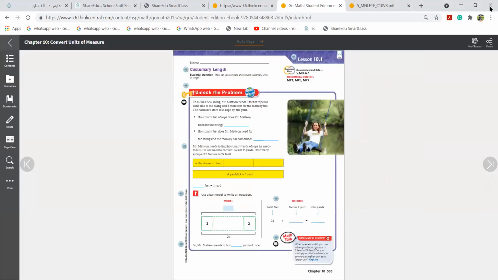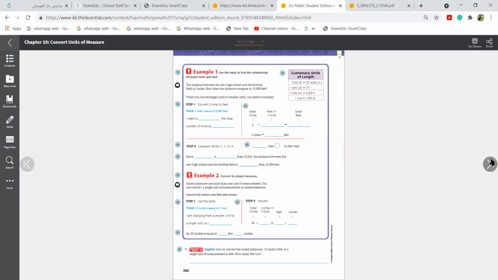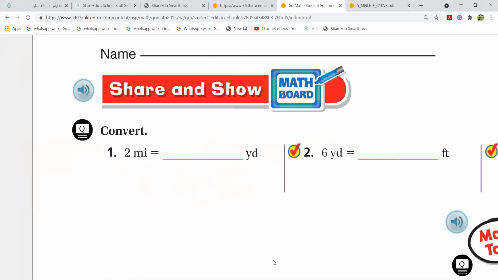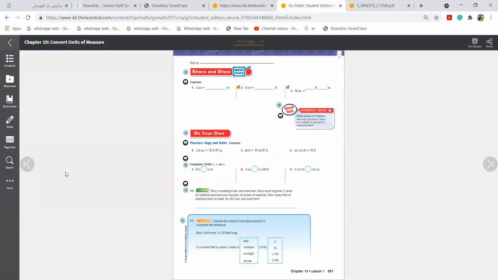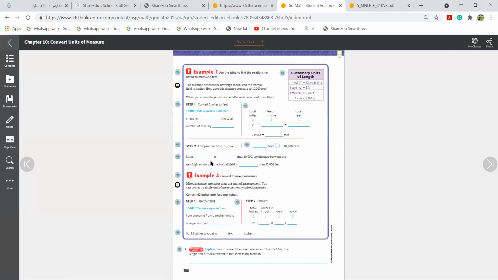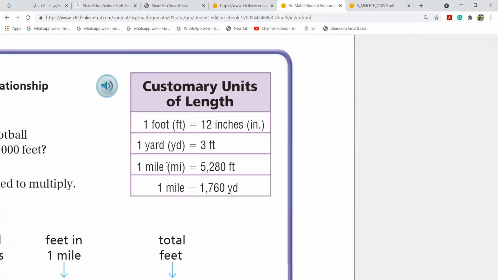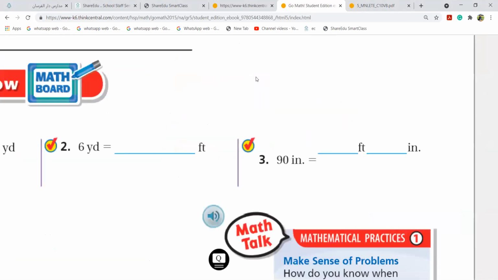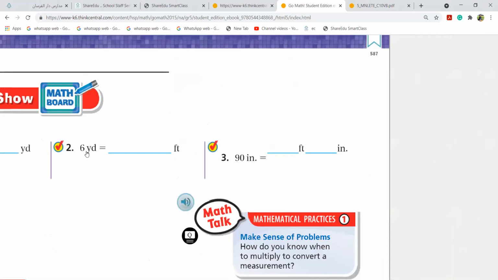Just come to this page. See the box up there. We're going to revise this box. I will give you the box there, or it will be written in the question. It will be given in the question that 1 yard is 3 feet. So how much is 6 yards?